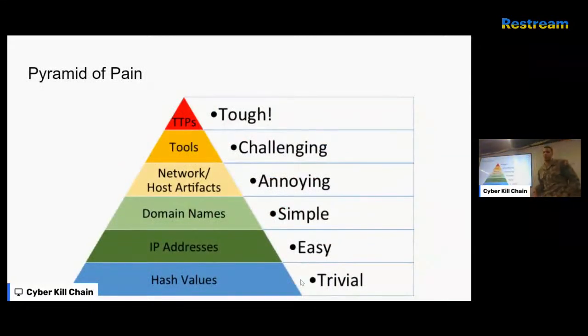The pyramid of pain. So this is kind of an overview of what makes things more difficult to identify as a network defender. So, switching over roles and looking at DCO.